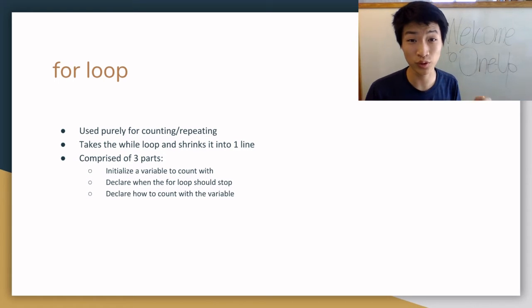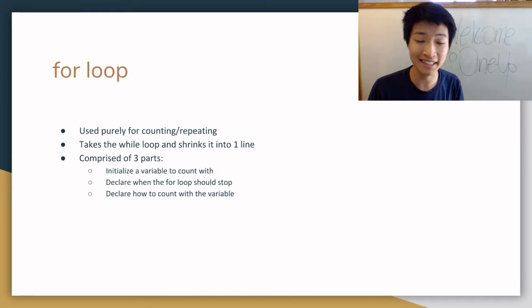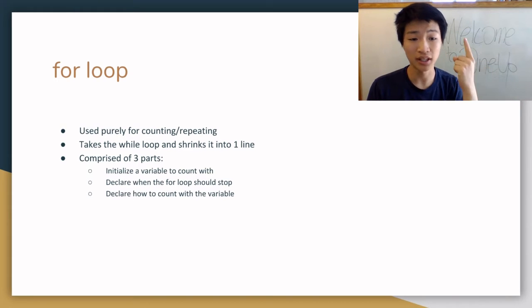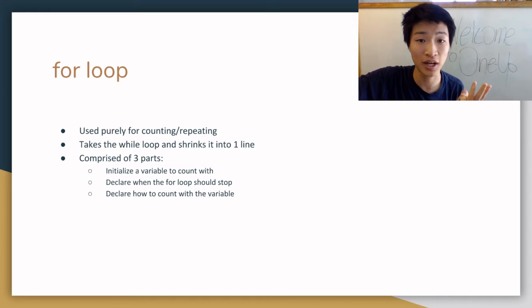Otherwise, you'll use the for loop for counting. All it is, it's the while loop shrunken into one line. And here are the three parts, and I will show you these parts. It's initializing a variable to count with, declaring when the for loop stops, and declaring how you want to count the variable, how to increase it.